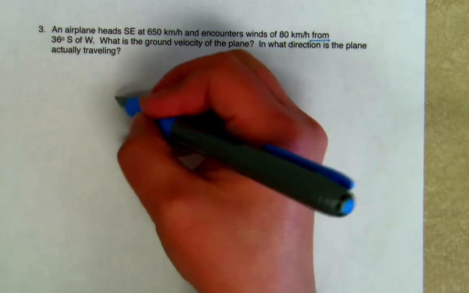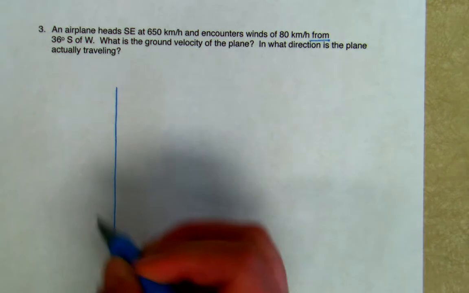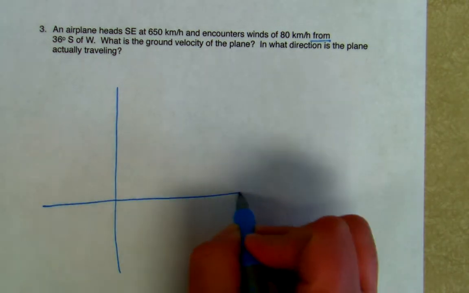The resultant is always the addition of 2 vectors. I'm going to give myself a compass and make it quite big.